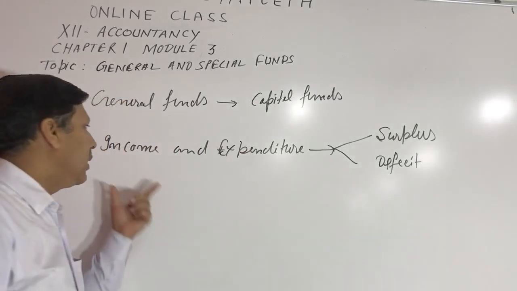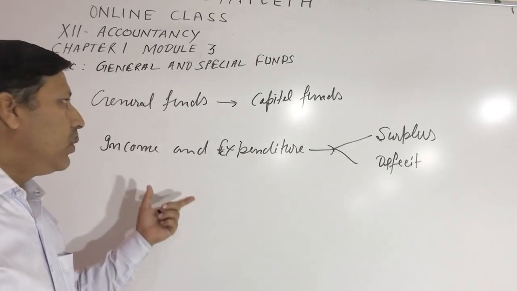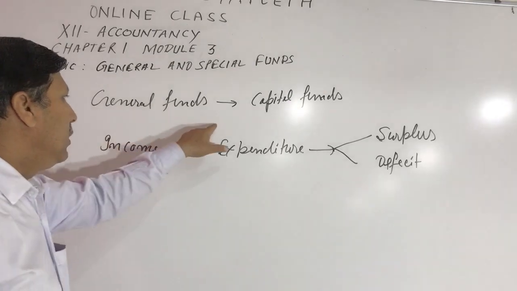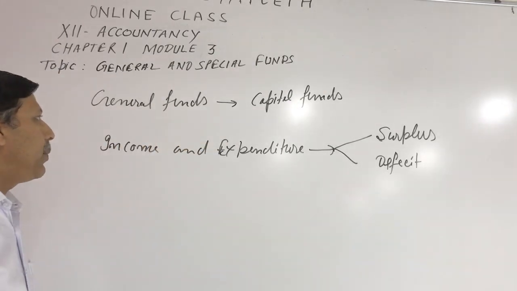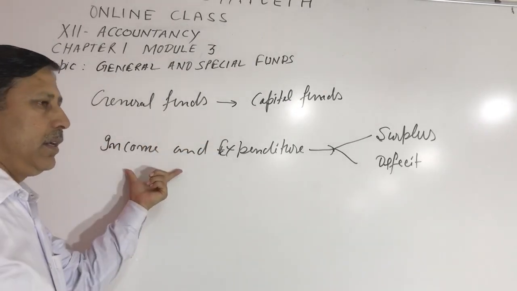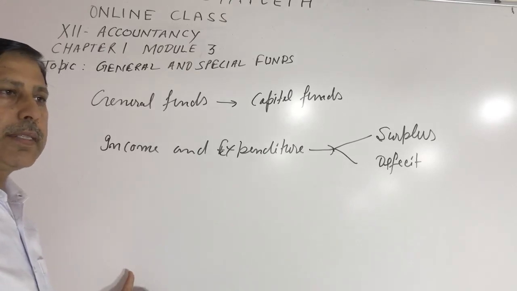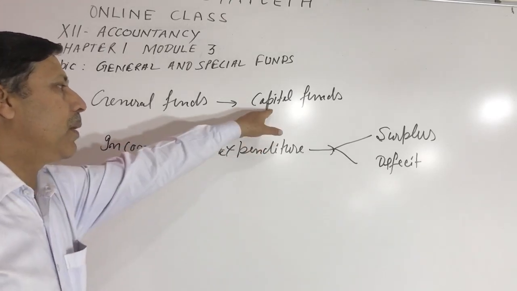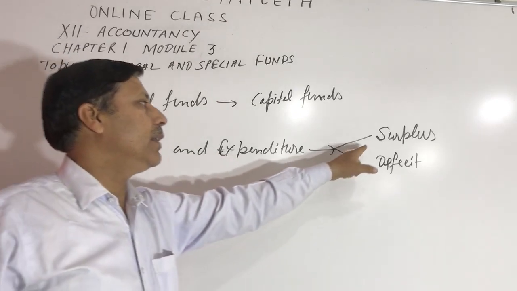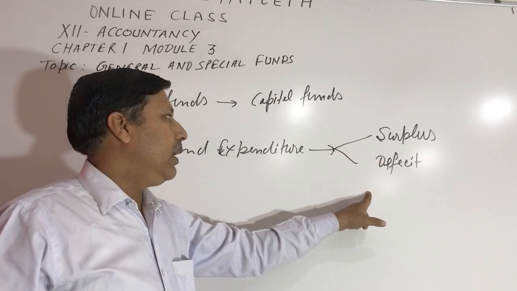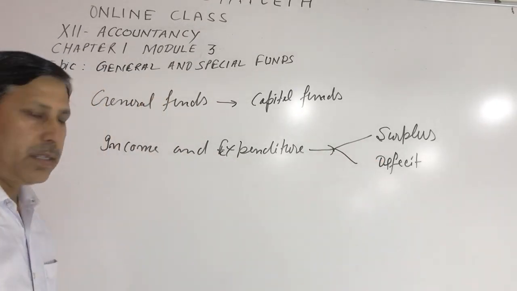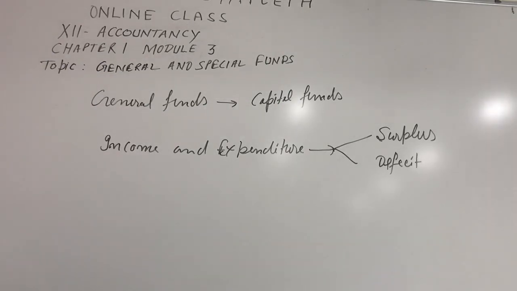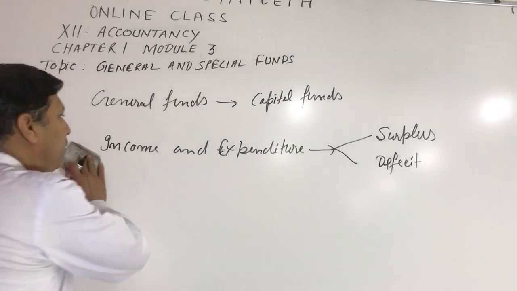So in an NPO, we maintain the capital fund like this. We prepare the opening balance sheet and find out the capital fund. After that, we adjust it in the closing balance sheet, and that is called the general fund.